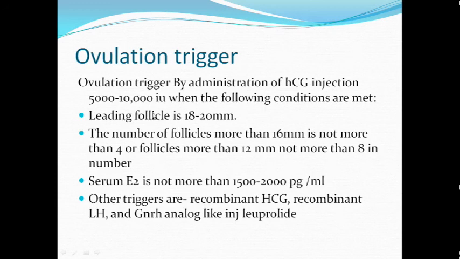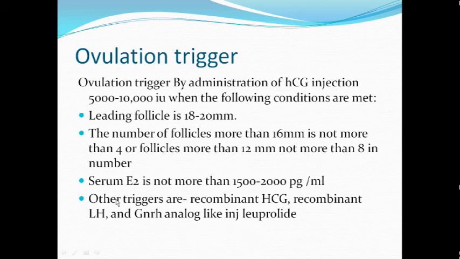When follicle size after ovulation induction becomes 18 to 20 mm, when the number of follicles more than 16 mm is not more than 4, or follicles more than 12 mm not more than 8 in number, and if serum E2 is not more than 1500 to 2000 picogram per ml. There are different ovulatory triggers: apart from HCG injection, you can use recombinant HCG, recombinant LH, or a GnRH analog like injection leuprolide 1 mg.